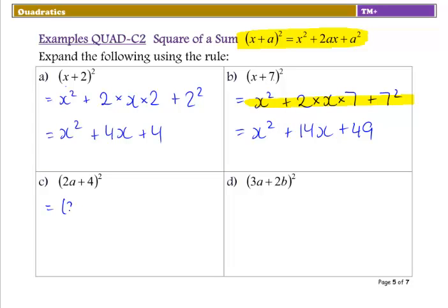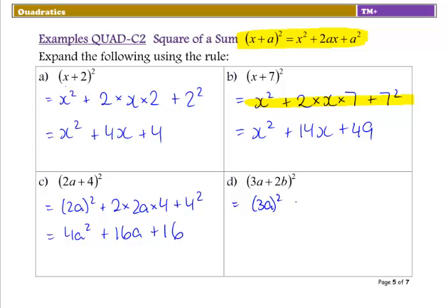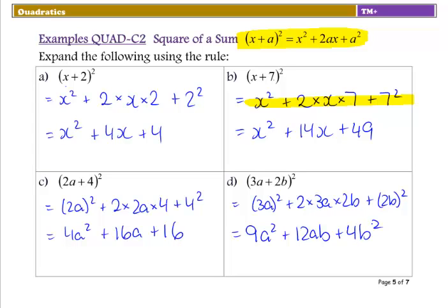So here, first term, all squared, plus 2 lots of, let's multiply the terms, plus the last term squared. So I have 4a squared plus 2 times 2 is 4, 4 times 4 is 16, a plus 16. Okay, last one, first term, all squared, plus 2 lots of, multiplying the terms, plus the last term, all squared. So that's 9a squared, 2 times 3 is 6, 6 times 2 is 12, last term all squared is 4b squared. Okay, so it's just a little bit of a shortcut.